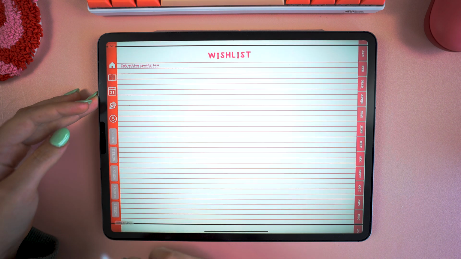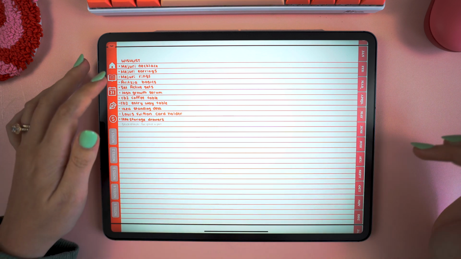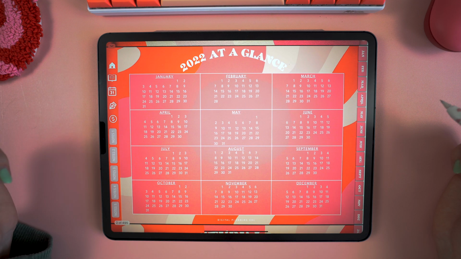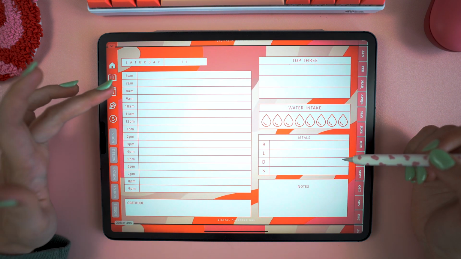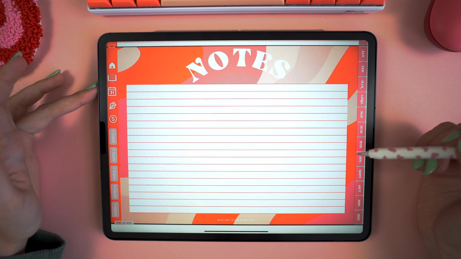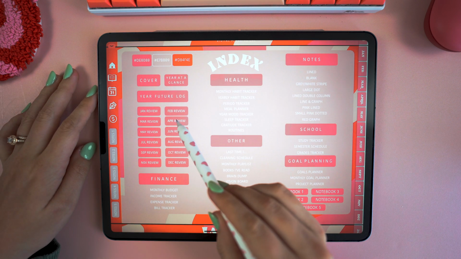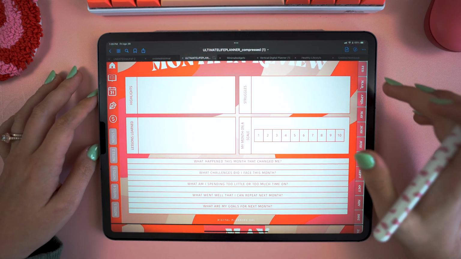So each of these notebooks is going to take you to a different notebook page that you can keep everything organized with. And you can always come back to your calendar page. This is your year at a glance. All of these are also clickable, making everything in this planner incredibly easy to access. But today we are going to start with our April month in review to get us started.